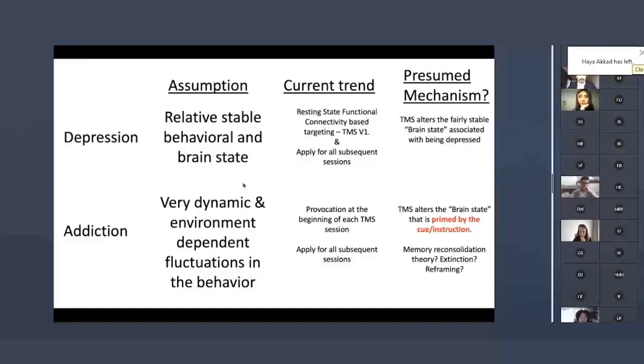Rita Goldstein and I have had some interesting conversations about whether this is a memory reconsolidation mechanism or what's going on. I think there's a lot of work there.